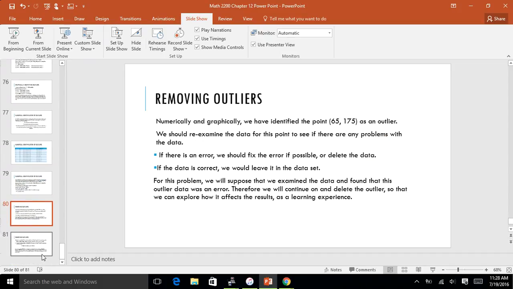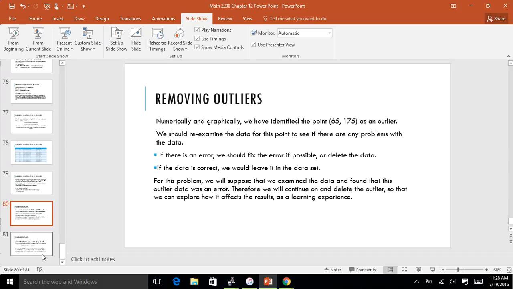Sometimes you can remove outliers, but I'm going to warn you, you've got to be very, very careful with this. When we say this is an outlier, we're going to re-examine our data to see if there's any problem with it. If there's an error, we need to either fix the error or delete the data. If the data is correct, we just leave it.